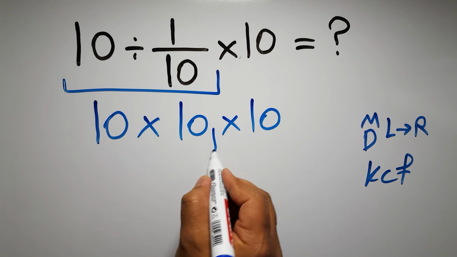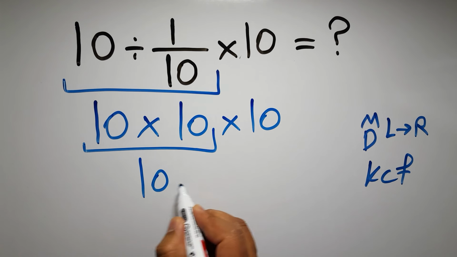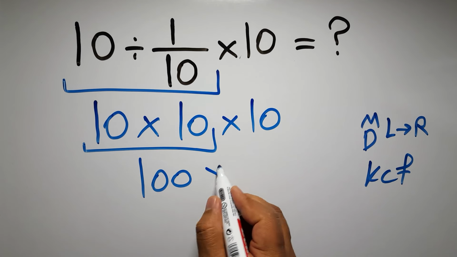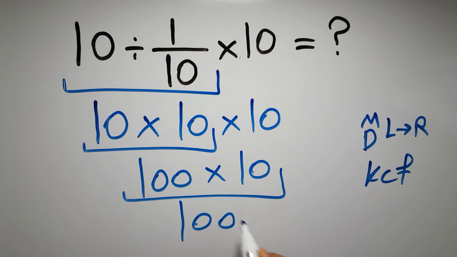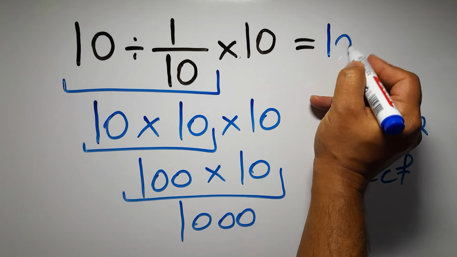10 times 10 gives us 100. And 100 times 10 equals 1000. And this is our final answer to this problem. The correct answer is 1000.